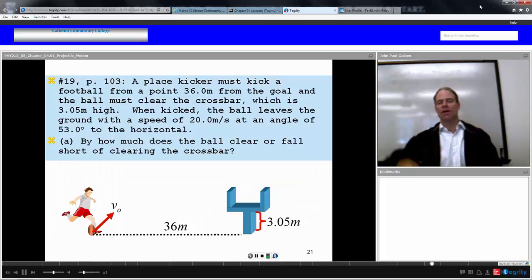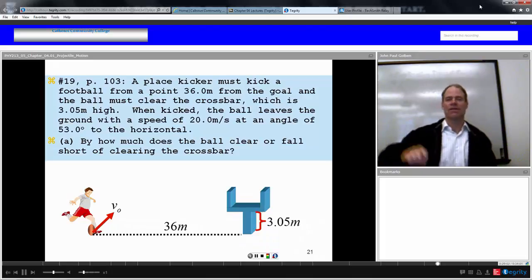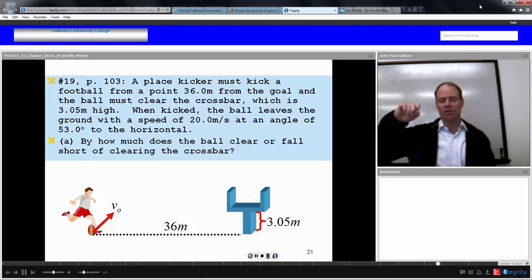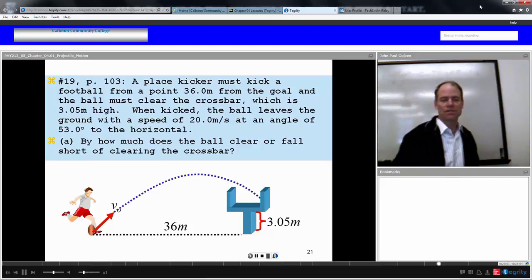Alright, so we have a crossbar that's 10 feet off the ground, 3.05 meters. To do this problem, we want to deal with it individually in the x direction and then in the y direction, and the glue between these two directions is the time. So we want to use the x direction to find out how long it's going to take to get to the crossbar, and then use that time to find out how far we are above the ground when it gets there. So we'll see if we score the field goal.